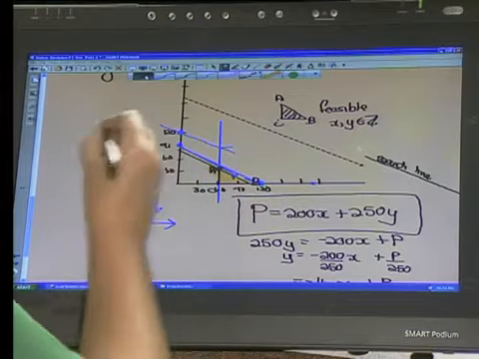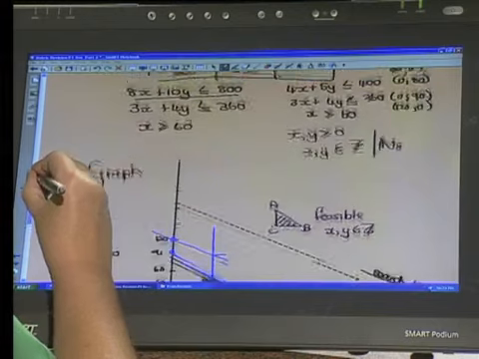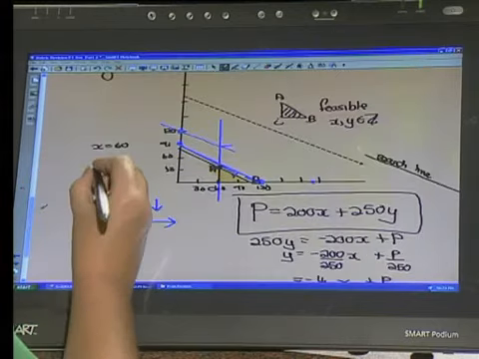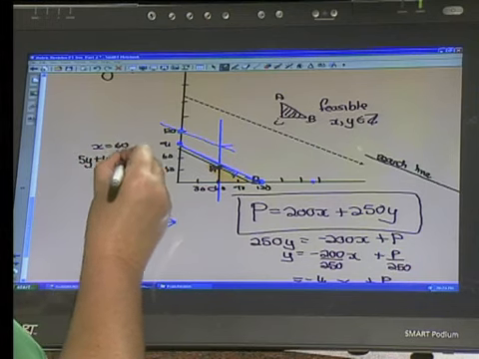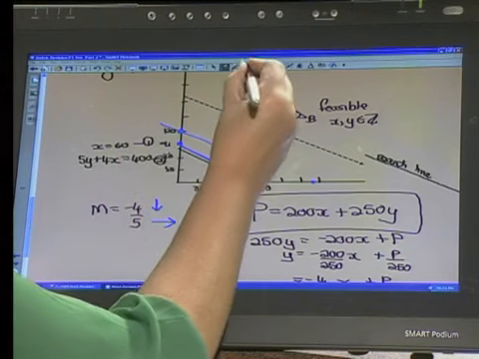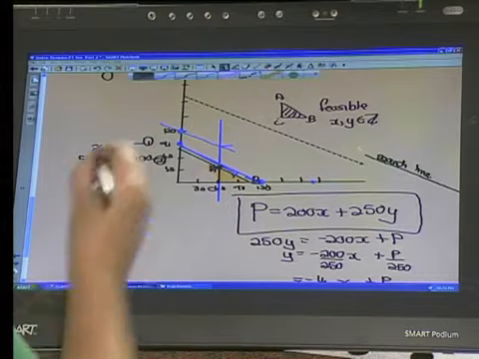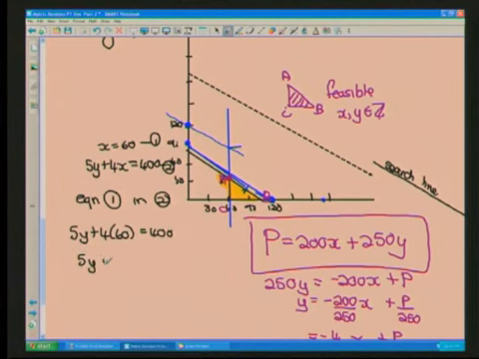Right, simultaneously, I'm looking for the solution of x equals 60 with this black line, which was the first one we drew, which was 4x plus 5y equals 400. Equals 400, correct. So if I was going to solve that simultaneously, that's equation 1 and equation 2, I would substitute equation 1 in 2. So in other words, wherever there's an x, I would put 60. So it's plus 4 times 60 equals 400. That means 5y plus 240 equals 400.